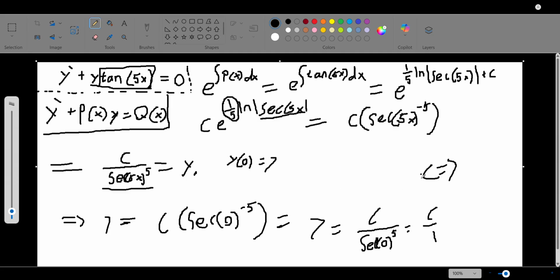So we plug in c and we get y is equal to 7 divided by secant 5x to the 5th. And that is our solution for that differential equation with the initial condition y of 0 is equal to 7.